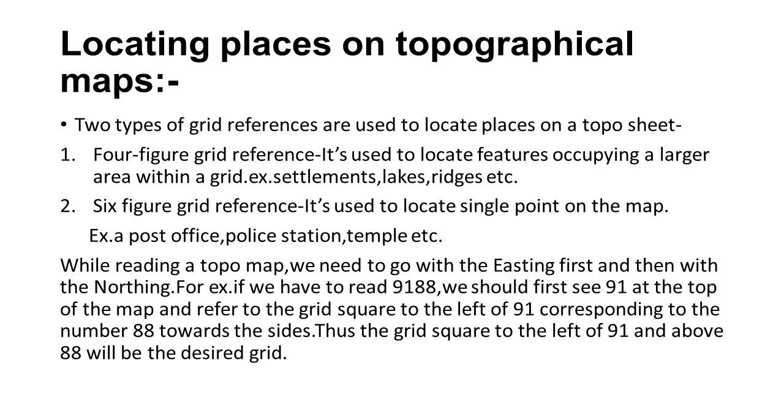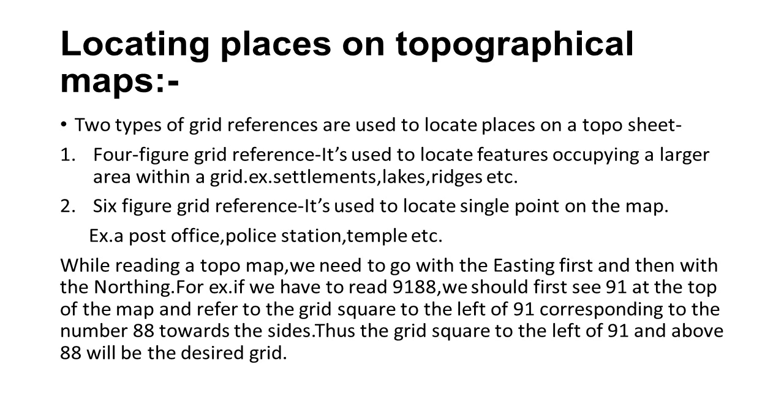Now there are two types of grid references to locate places on a topo sheet. First is four-figure grid reference. It is used to locate features occupying a larger area within a grid, that is settlements, lakes, ridges, etc. And six-figure grid reference is used to locate a single point on the map, that is a post office, a police station, a temple, etc. Such kind of single point locations. While reading a topo map, we need to go with the easting first and then with the northing.